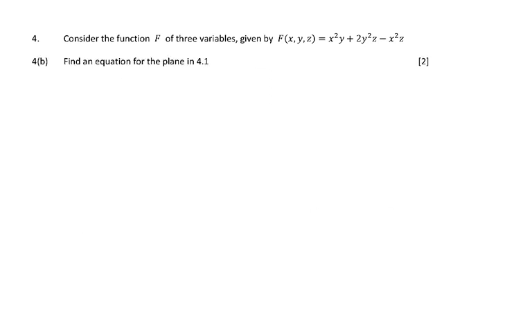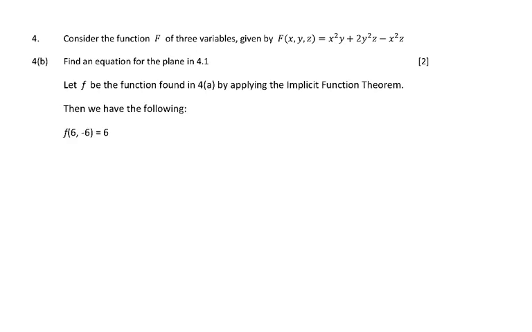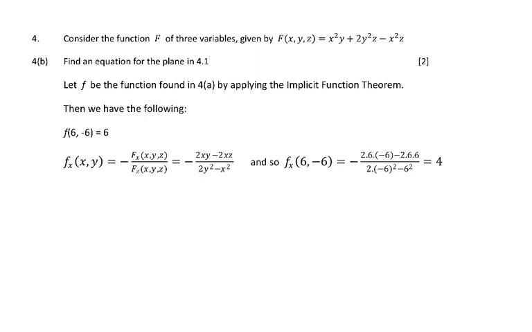Now let's have a look at the second part of problem 4. We will obviously use the result that we obtained in the first part. Remember that the first part gave us a differentiable function lowercase f of x and y according to the implicit function theorem. For that function we now have the following. In the first instance, the function value of f at 6, negative 6 must be equal to 6. Also, we can use the implicit function theorem to find the partial derivatives of lowercase f with respect to x and y.